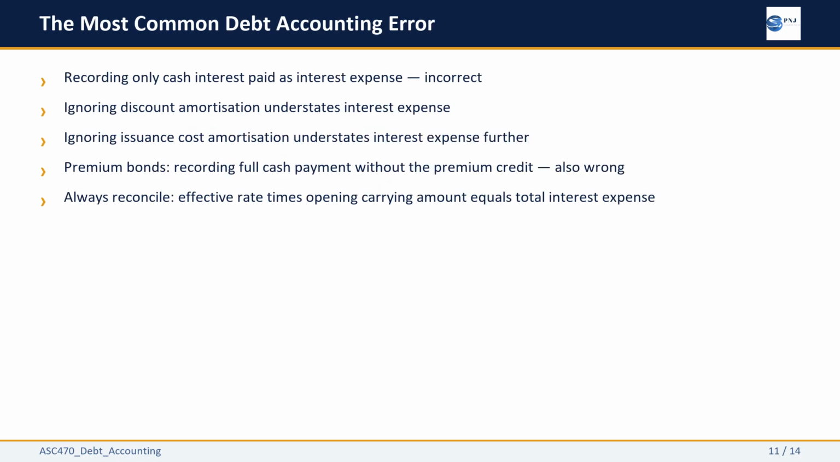Most people assume interest expense equals cash out the door. That assumption is wrong under U.S. GAAP for any debt issued at a discount or premium, or with issuance costs, which is most real-world debt. The fix is simple once you know it. Always compute interest expense as the effective interest rate times the opening carrying amount. That single calculation gives you the correct total. Then you split it between the cash paid and the non-cash components that adjust the carrying amount. Get that discipline into your process, and you will never make this error again.